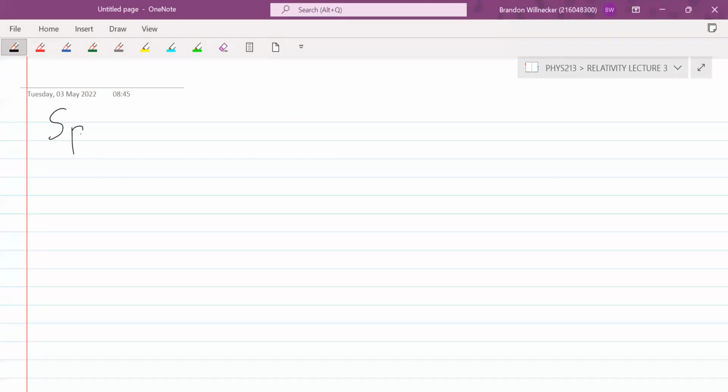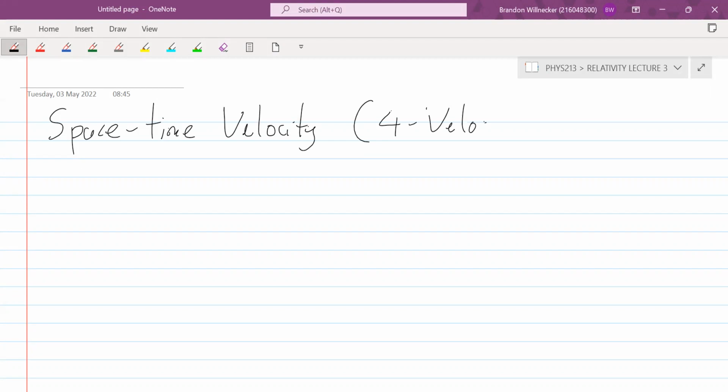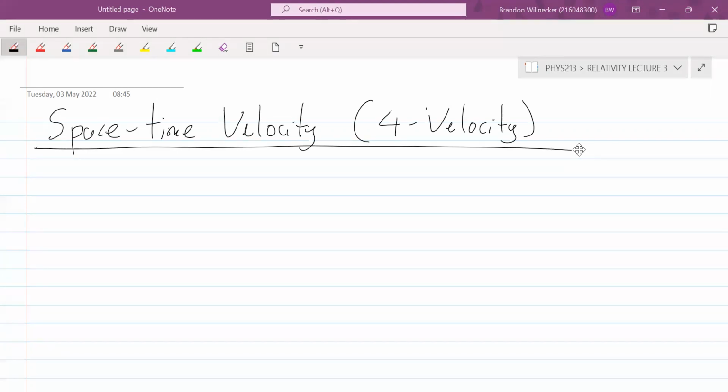Okay, so space-time velocity rather than just space velocity. Like I said before, since this includes all 4 dimensions of space-time, we usually call this the 4 velocity, as opposed to the 3 velocity, which we have been considering up to now. Before we go on to velocity, we need to talk about position, because from position we get to velocity, and then acceleration and so on.